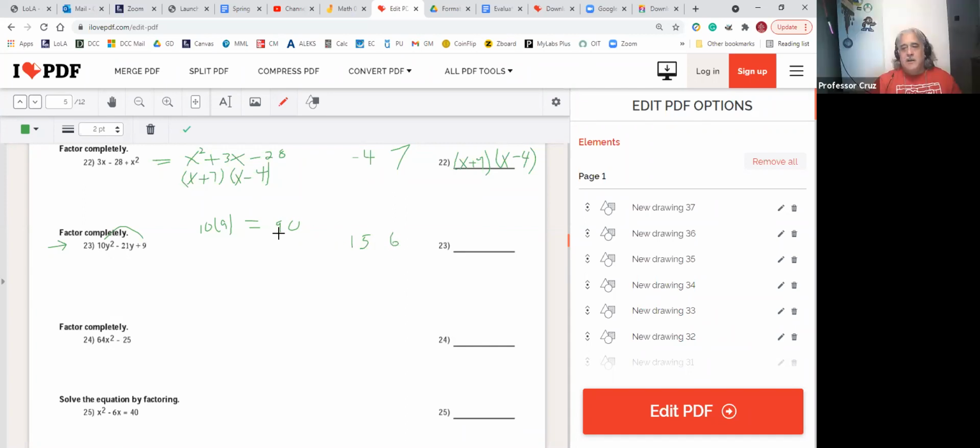15 times 6 is 90, and they both got to be negative because that's the sign right there. They're both going to be the same sign because it's a positive, and then this tells us the sign. It really doesn't matter which one goes first. Sometimes, if you got a little bit of experience, you can figure out which one to put first. It might make it a little bit easier, but they'll all work either way.